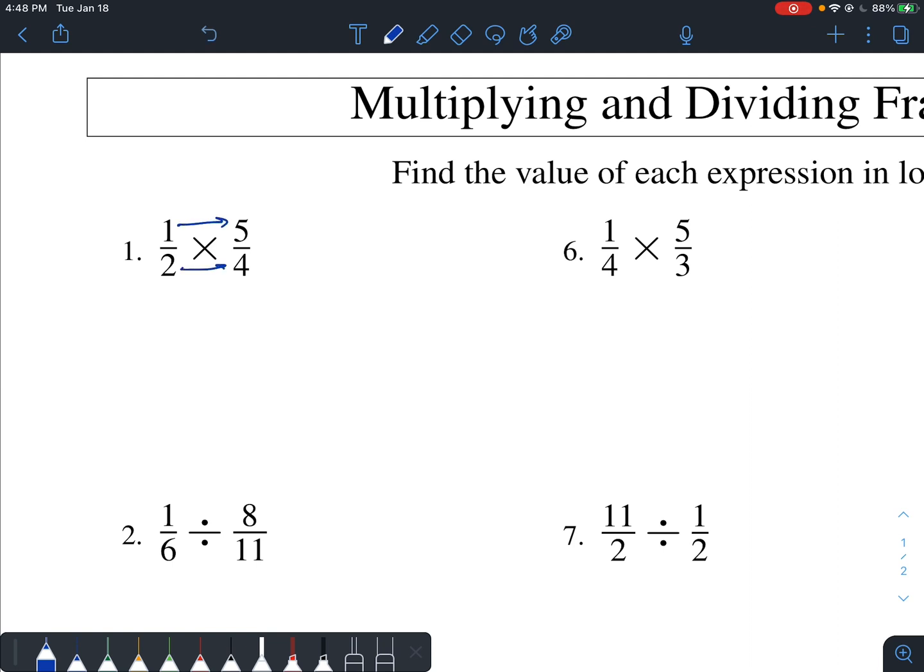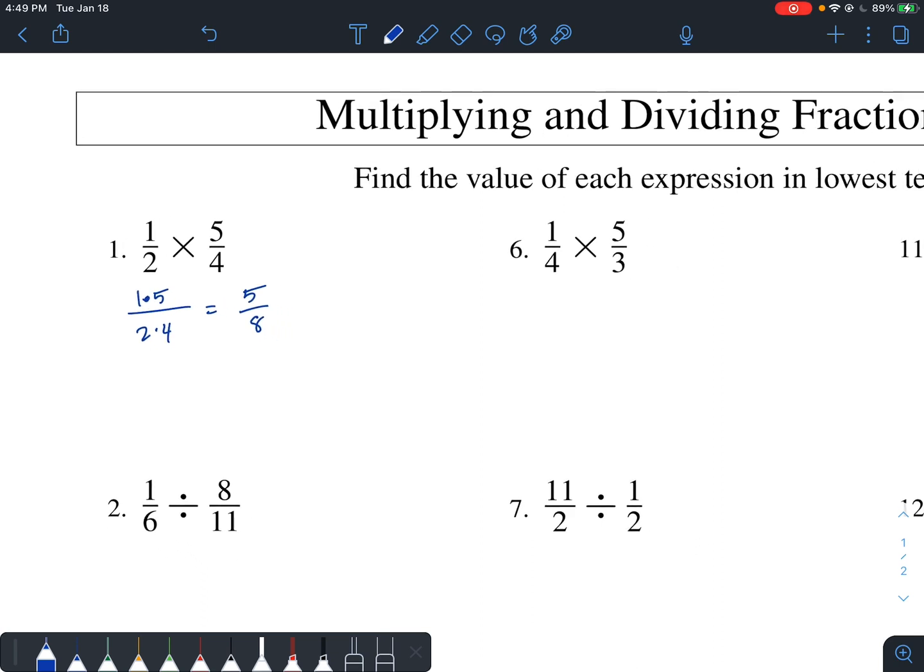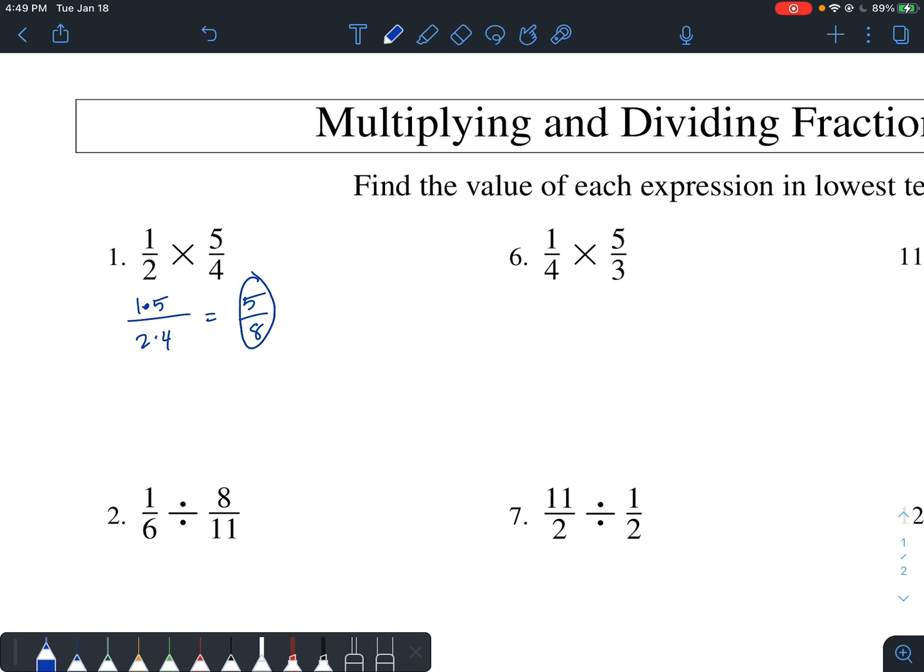So I can multiply this 1 and this 5, and this 2 and the 4. So for me, I'll just write this as 1 times 5 divided by 2 times 4. It's equal to 5 over 8. And that's really as difficult as it needs to be. There might be times where you have to reduce the fraction that you end up with, and we can do examples of what that might look like. But in any case, that's pretty much it.